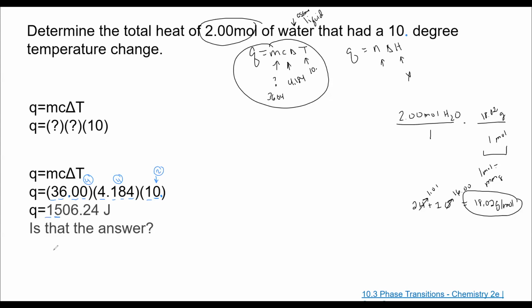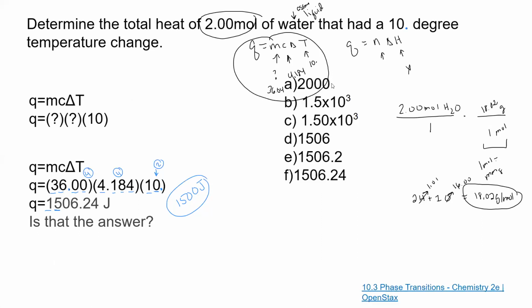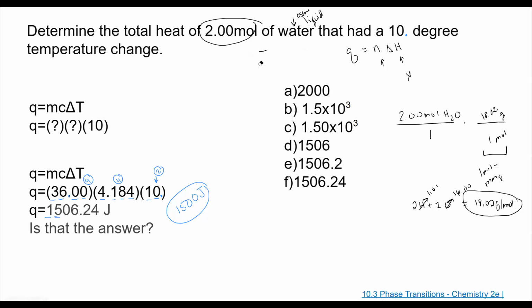So underline the first 2 sig figs. The next guy is a 0. So 1500 joules would be my answer. Now, when you do the SOL, you might get something like this for your statements here, and you have to walk through. Don't just automatically put in what the calculator said, because we know that's not true for sig figs. Okay, and so 1500. I don't have a 1500. Does that mean I just pick 1506?